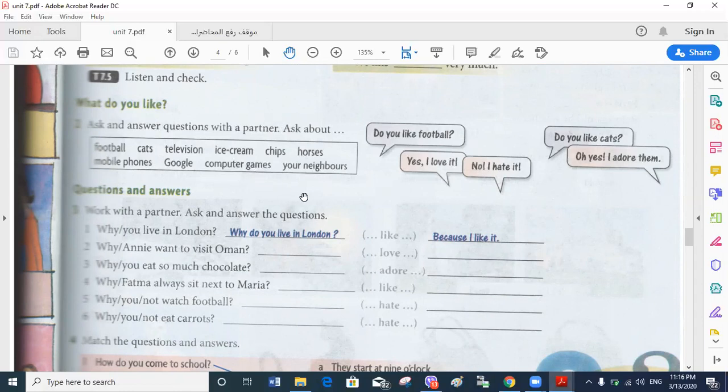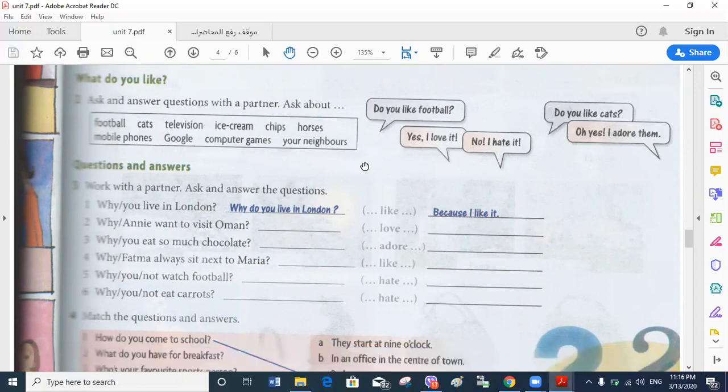So, do you like your neighbors? Your neighbors. You said, yes, I like them. So, here you have to be careful when you talk about single or plural, because the object pronoun will change.